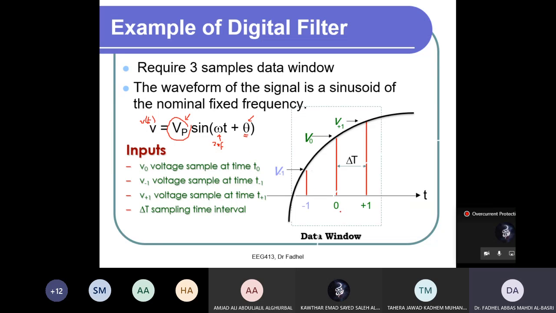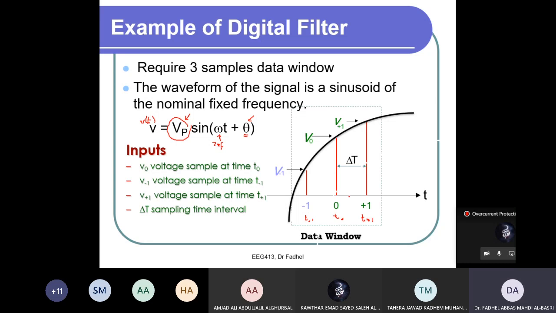So let's call these three values. One value at a time is measured at time 0. So this is t0, and this is t1, and this is, let's say, t minus 1 or t plus 1. So what t plus 1 means now, t0, let's say at our reference time, let's say 0. The corresponding value at time 0, when t equals 0, v of 0 is equal to V sine of 0, so it will be sine theta, okay?